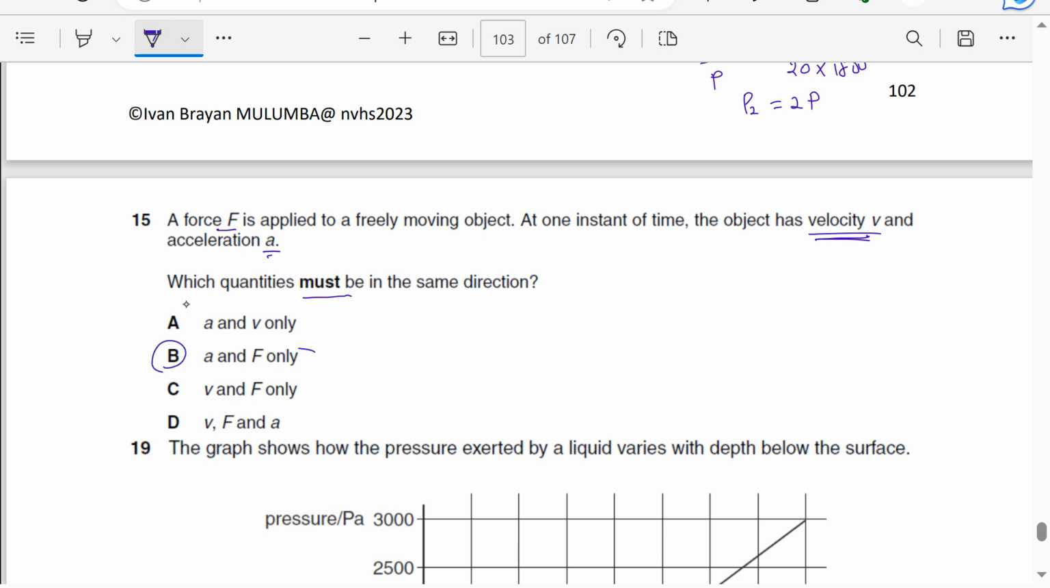The force and acceleration are always in the same direction, from F equals ma. F and a are always in the same direction. The body accelerates in the same direction as the resultant force.